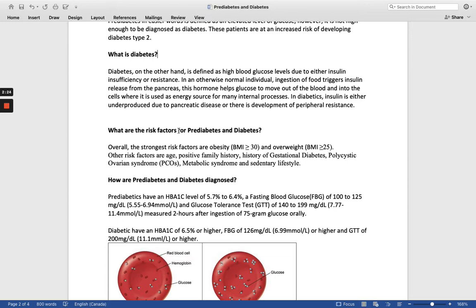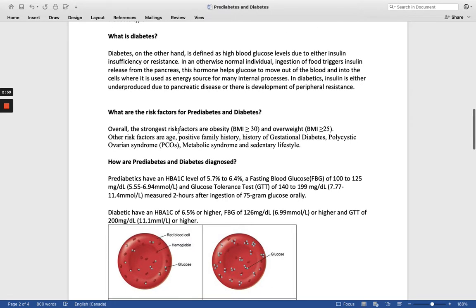Other risk factors are age, so increasing age, which is a non-modifiable factor, of course, and positive family history, which is also non-modifiable because you can't change that. A history of gestational diabetes, meaning a pregnant lady had a higher level of glucose in her blood during her pregnancy, polycystic ovarian syndrome, metabolic syndrome, and a sedentary lifestyle, okay? But the strongest out of all of them is obesity and overweight.